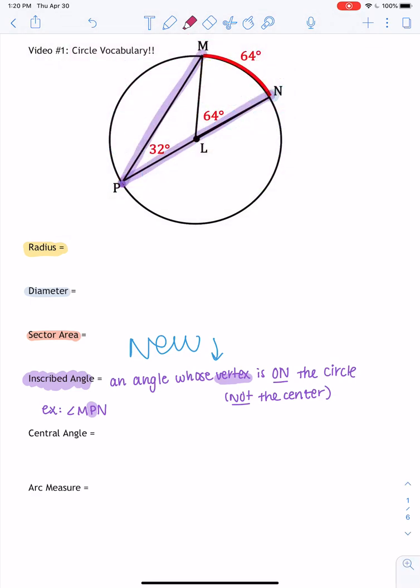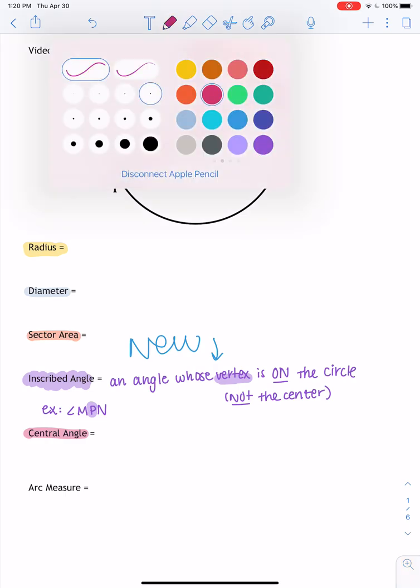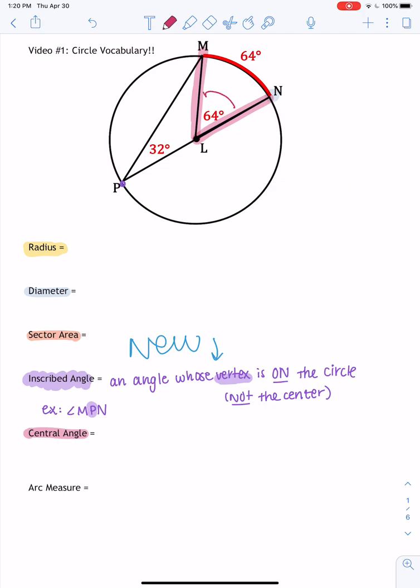We also learned the word central angle last week, but let's review it right now. Central angle, we'll erase the purple. Central angle is another angle, and this time the vertex is the center. So it's an angle whose vertex is the center of the circle.